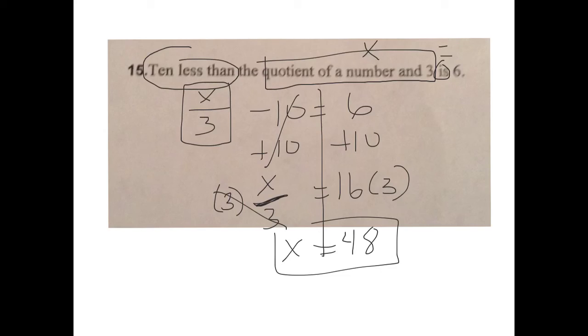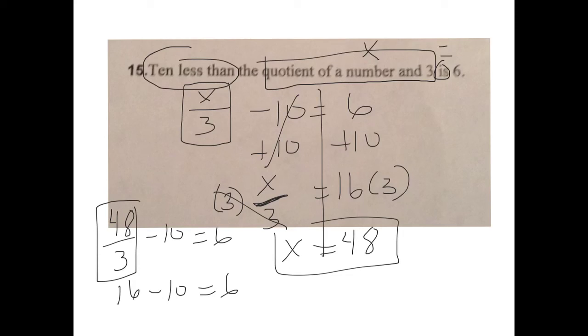If you come back over to here and plug it in, 48 divided by 3 minus 10 is supposed to equal 6. 48 divided by 3 is 16. Minus 10 is 6. And so that does check out.